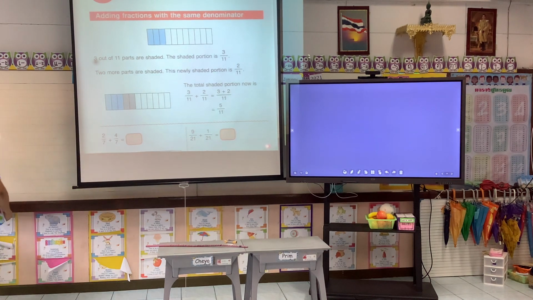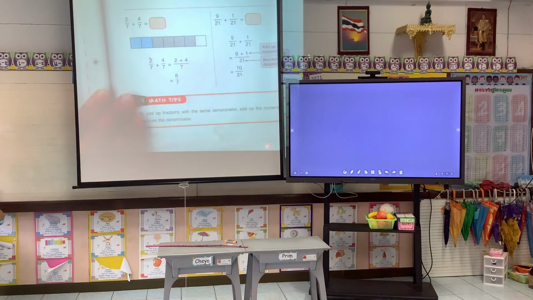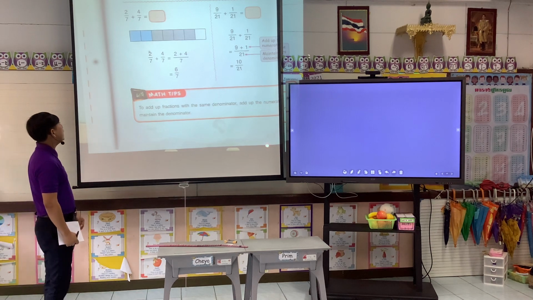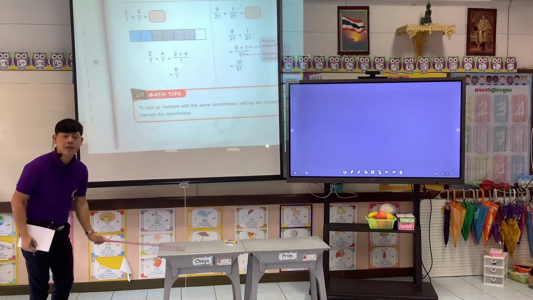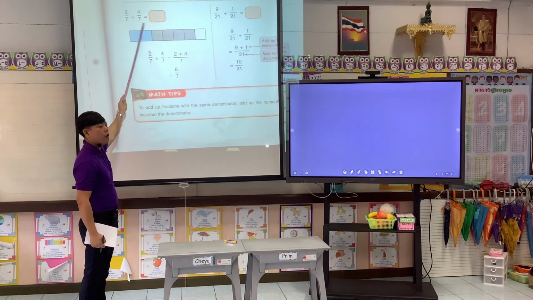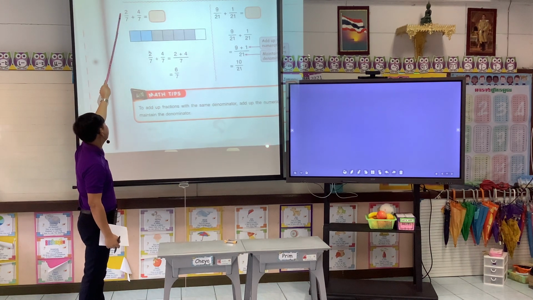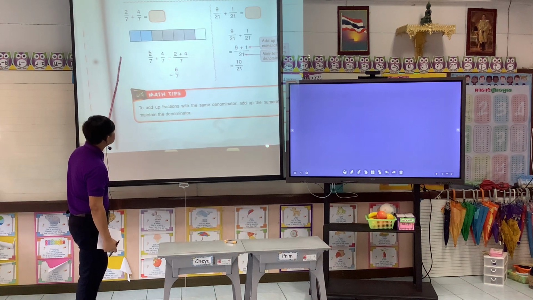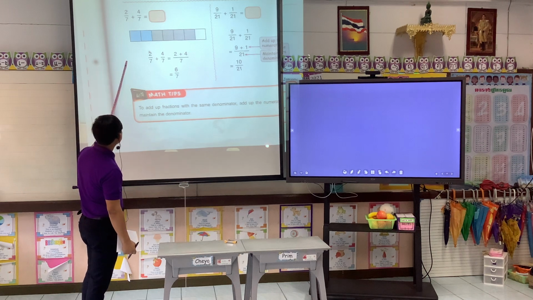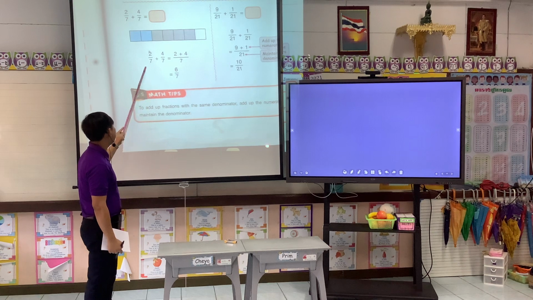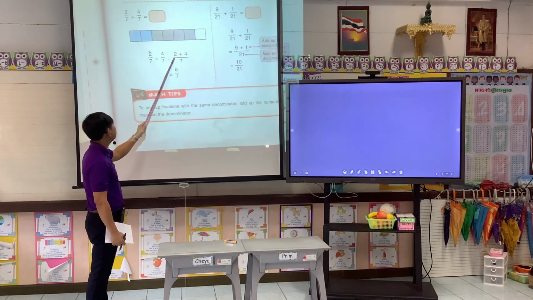Next, another example. 2 over 7 plus 4 over 7. We notice that the denominators are the same. So we copy the 7 and add the numerators: 2 plus 4 equals 6 over 7.